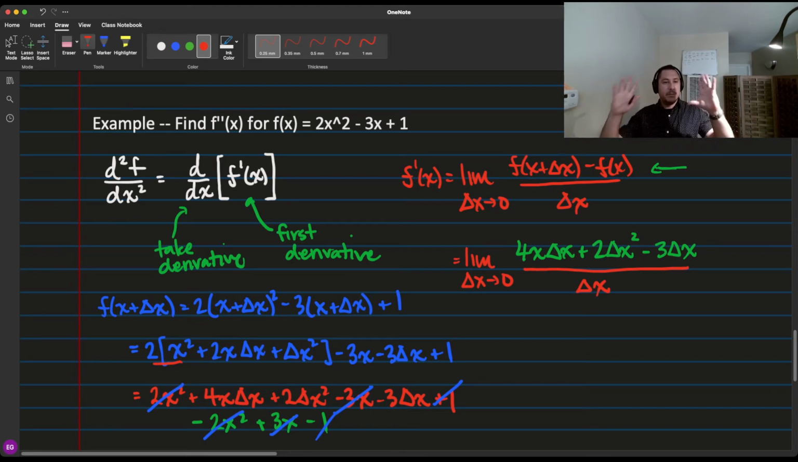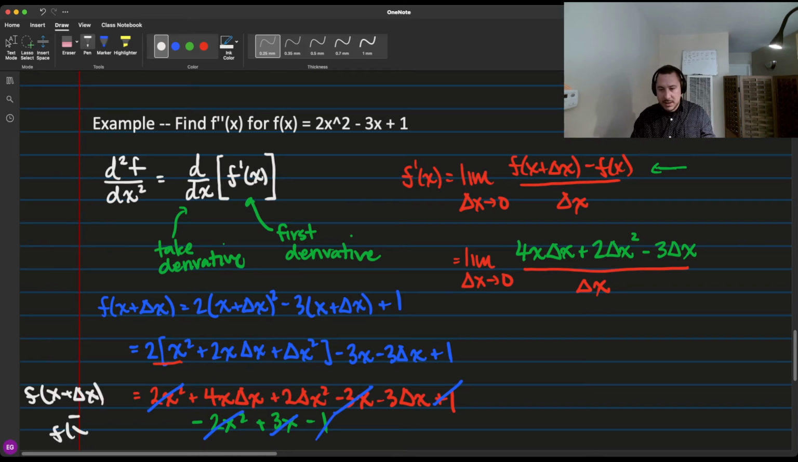So I simplified the numerator. It was f of x plus delta x minus f of x. That's what I calculated right down here. We had f of x plus delta x minus f of x on the bottom, and I canceled the terms. I put the result up there in the numerator.